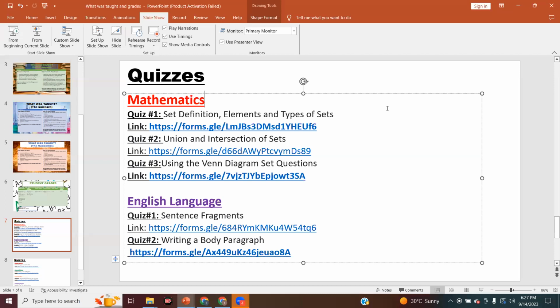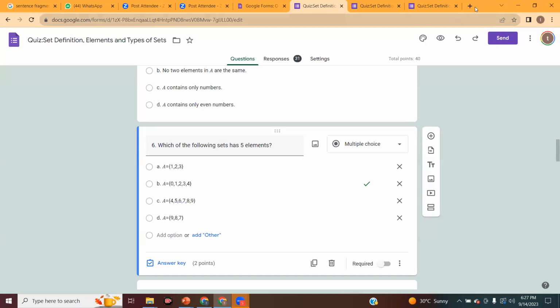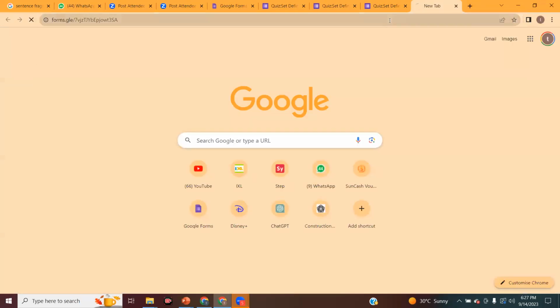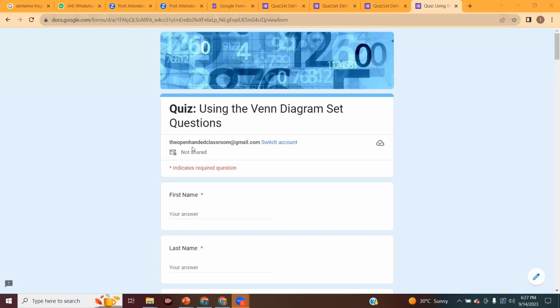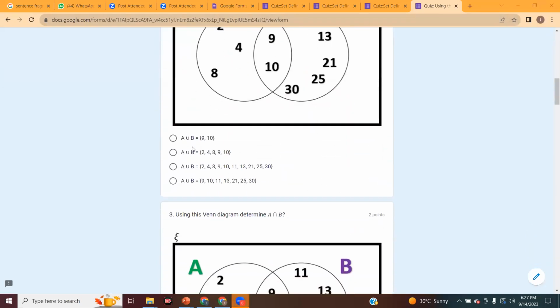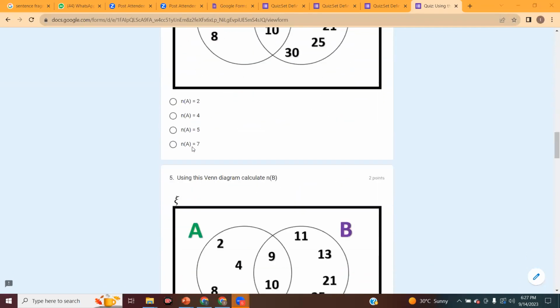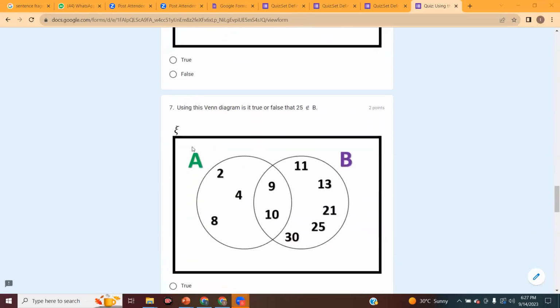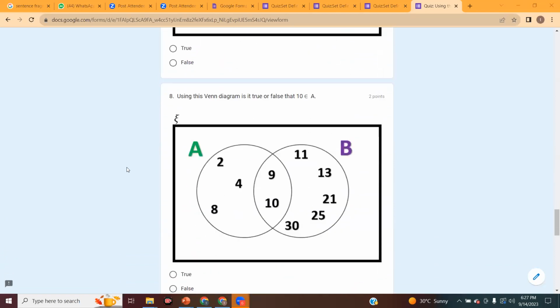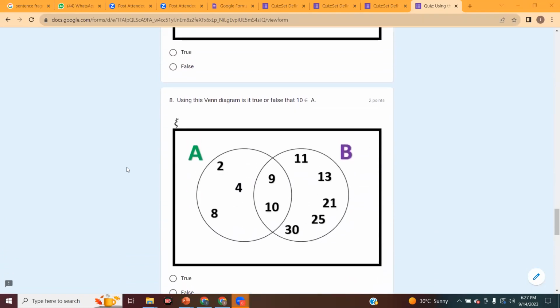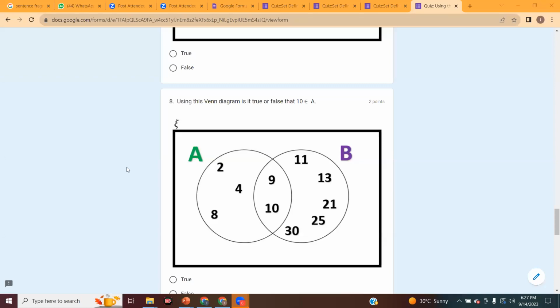Let's go. Excuse me, Mr. Petit, I have a question. Go ahead, Kirkland. This is the third test, right? Yeah. I did it, and I think something is wrong. Which question is this? The 9th question says, using this Venn diagram, is it true or false that 11 and 13 are elements of B? 11 and 13 are clearly in B, so I put true. And it told me that the correct answer is false. So I think that just robbed me of my points.